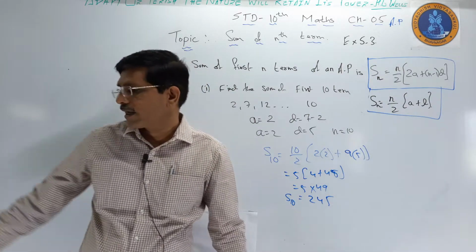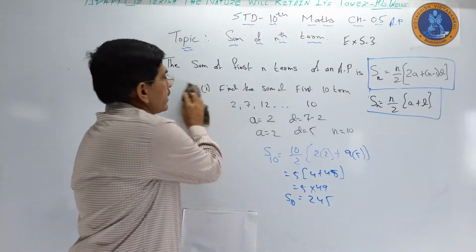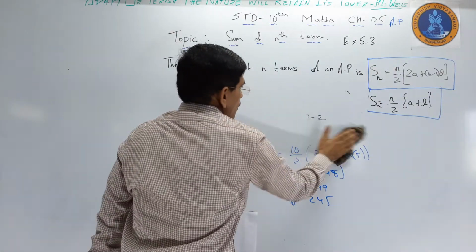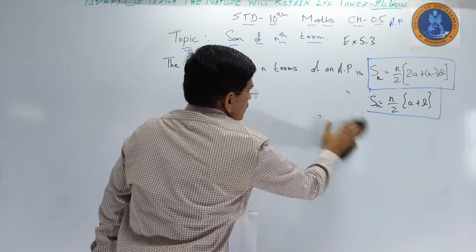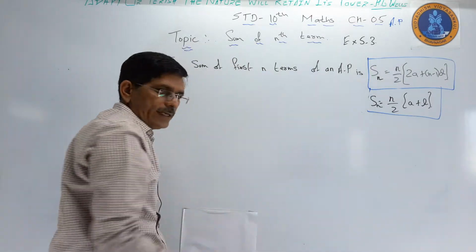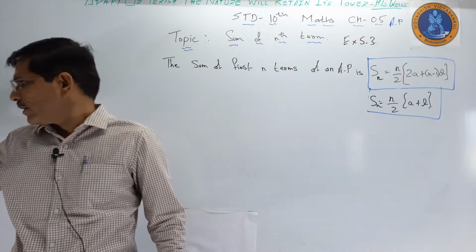Now, one more sum we can do, or now question number 2. First sum, there are 4 sums, out of it first I have completed. Now, we go for the next.